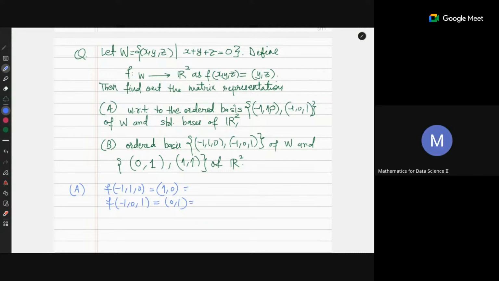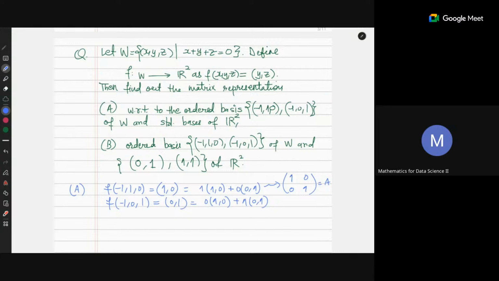Now let's work with the codomain part. The codomain basis is the standard basis. So you will get 1 times (1, 0), 0 times (0, 1), and 0 times (1, 0), 1 times (0, 1). So the first column of the matrix will be (1, 0), and the second column is (0, 1). So this is your matrix.